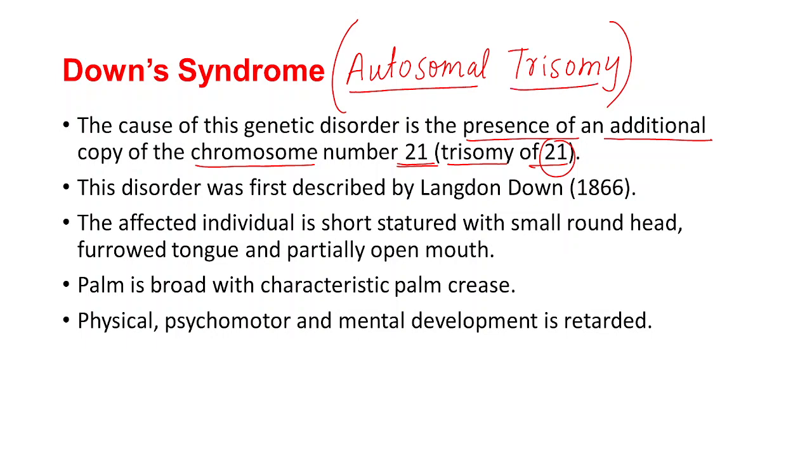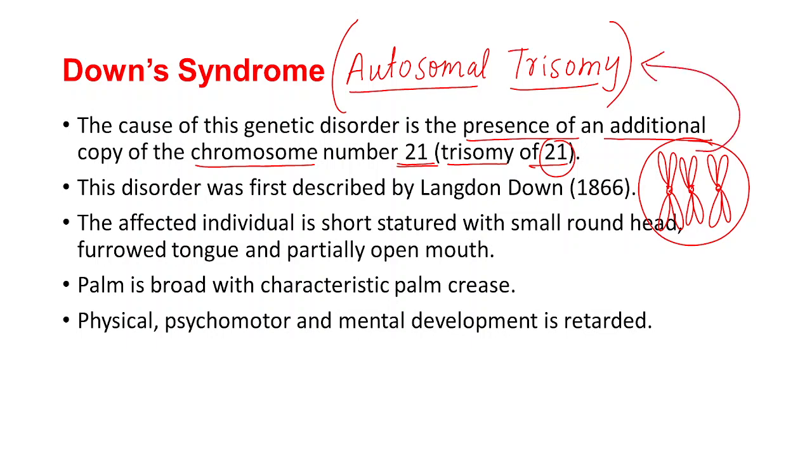Individuals who have Down syndrome will have one extra chromosome along with the pair in the 21st chromosomal set. The 21st chromosomal set will normally have two chromosomes. Along with that, one extra chromosome will be present. So this will be called what? Trisomy of the 21st chromosome, which is called autosomal trisomy. This was discovered by Langdon Down in the year 1866. Hence the disease is given the same name, Down's syndrome.